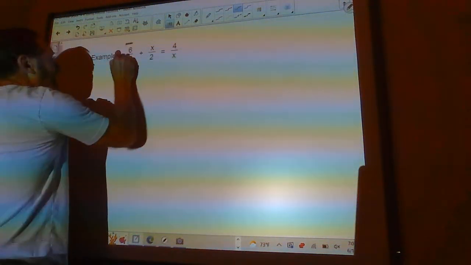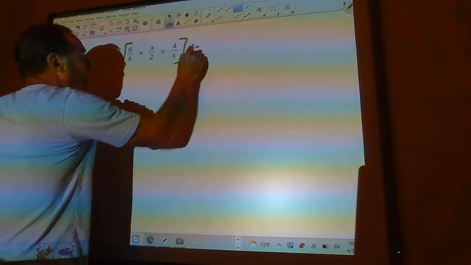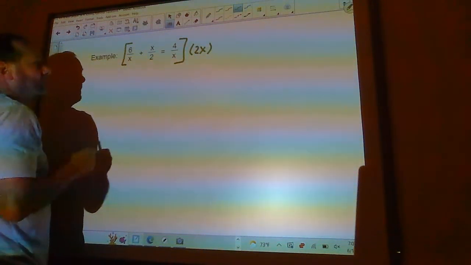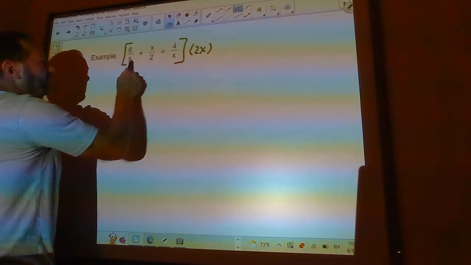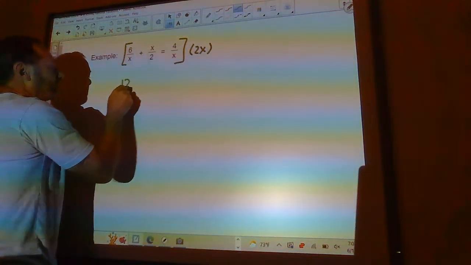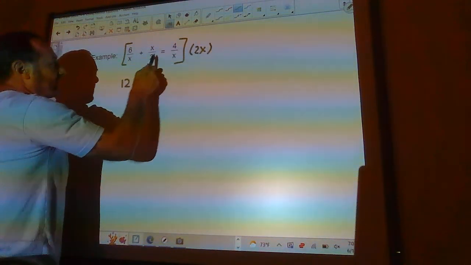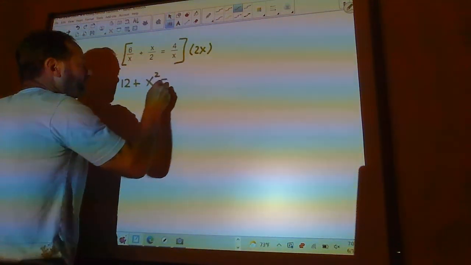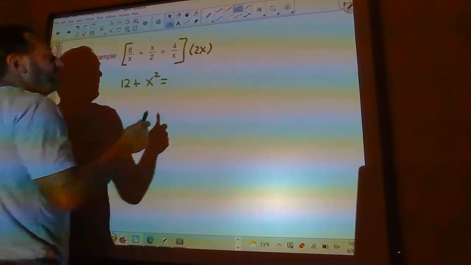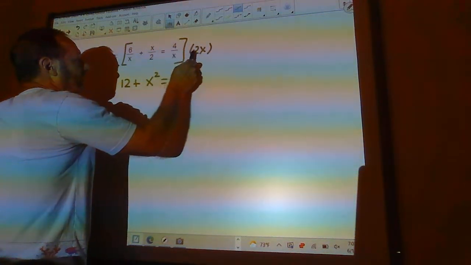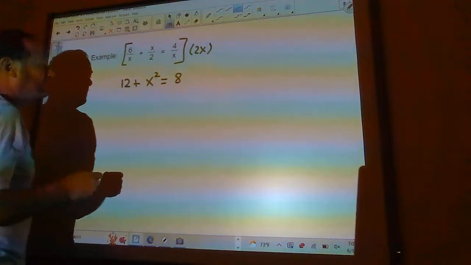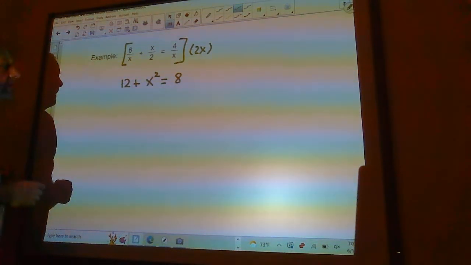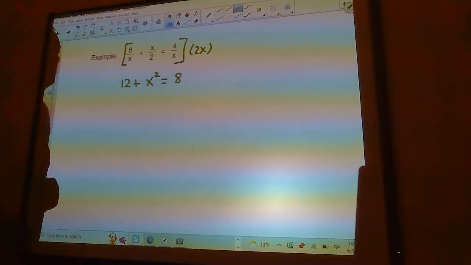Okay, so on this one, I'm going to take this whole equation, I'm going to multiply it by 2x. Okay, so in the first term, the x is going to cancel the x, and I'm going to get 6 times 2 is 12. The second term, the 2 is going to cancel the 2 and leave me with x times x, which is x squared. And here, the x is going to cancel the x, leave me with 4 times 2, that's 8. Okay, so we might have a problem here.